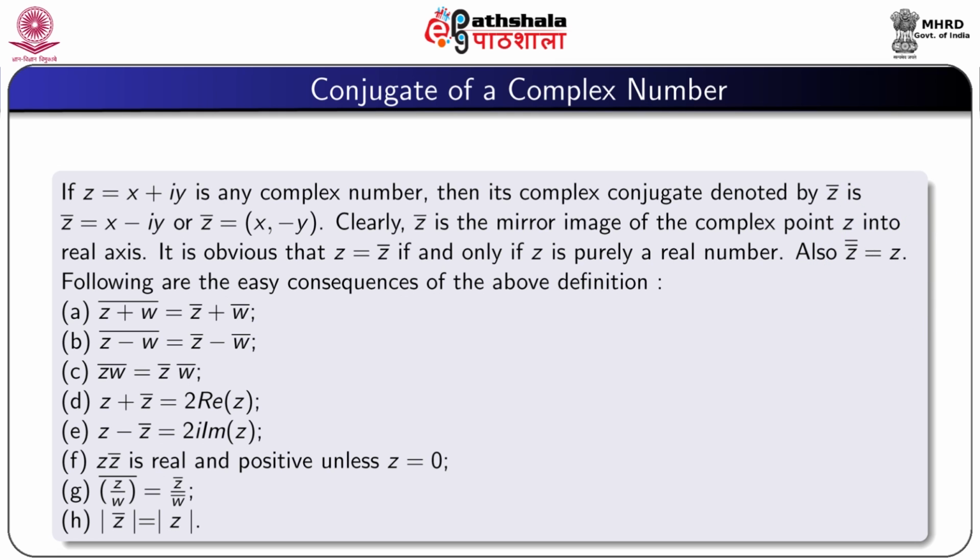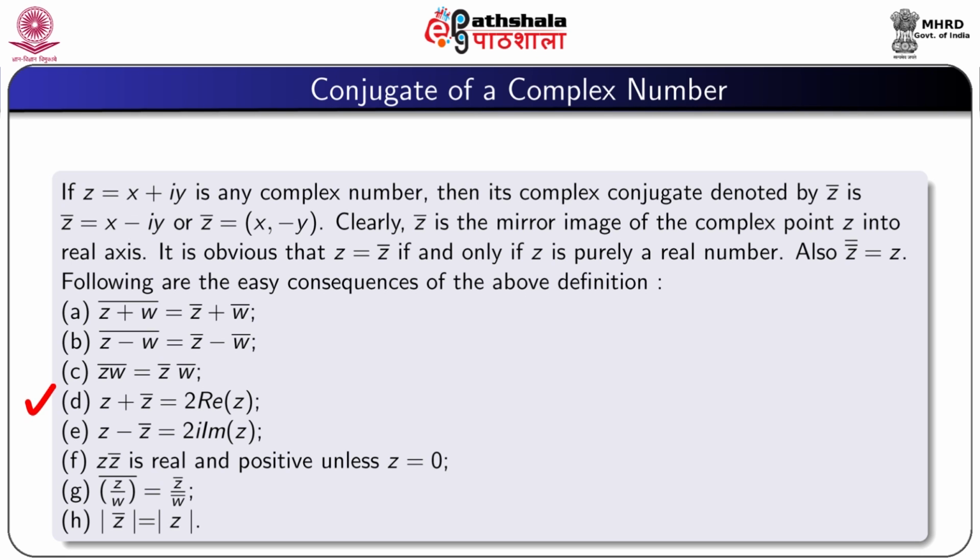Now, the following are easy consequences of the above definition. Number 1, conjugate of z plus w is equal to conjugate of z plus conjugate of w, where z and w are any two complex numbers. Number 2, conjugate of z minus w is equal to conjugate of z minus conjugate of w. Number 3, conjugate of z into w is equal to conjugate of z times conjugate of w.